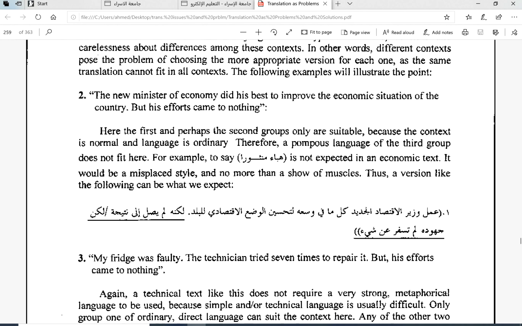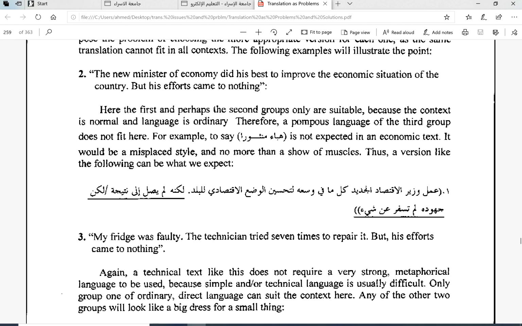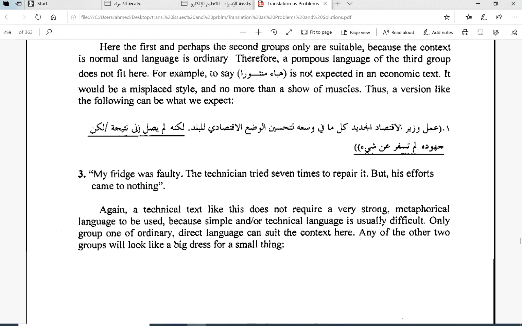Same thing here. The new Minister of Economy did his best to improve the economic situation of the country, but his efforts came to nothing. عمل وزير الاقتصاد الجديد كل ما وصل تحسين الوضع الاقتصادي للبلد لكنه لم يصل إلى نتيجة. You could say this, or لكن جهوده لم تسفر عن شيء.